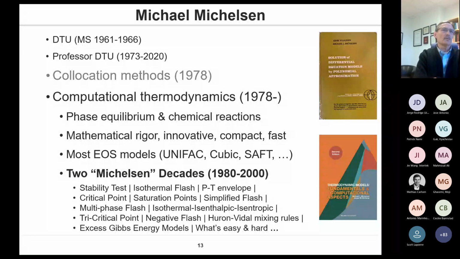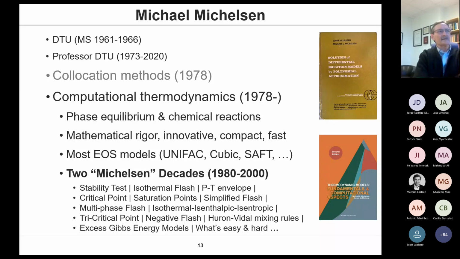His papers were known for their mathematical rigor. They were innovative. They were often very terse and compact in presentation. Those who had access to his code also found the code being quite compact, and in particular, he was known to be interested in solving these compositional problems with a very fast, efficient algorithm. He pretty much did calculations and published papers on using all the different types of equations of state, but mainly the cubic equation of state.